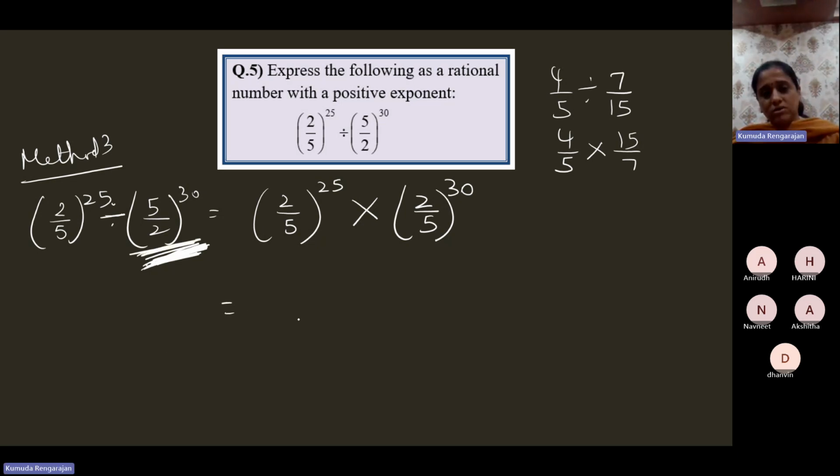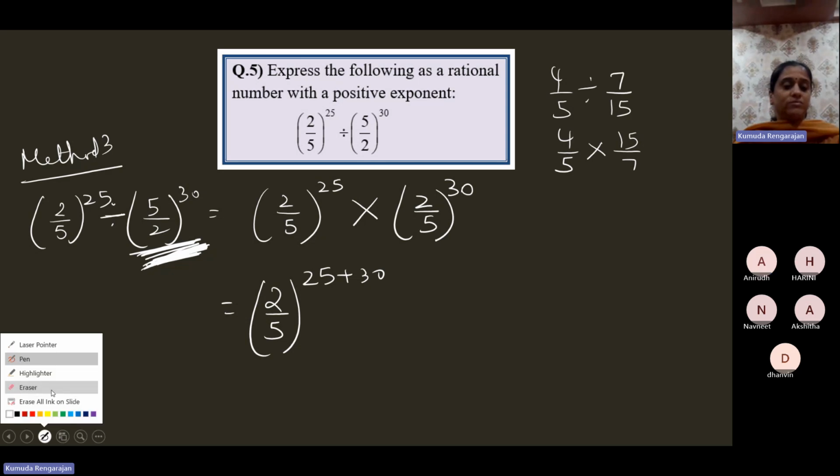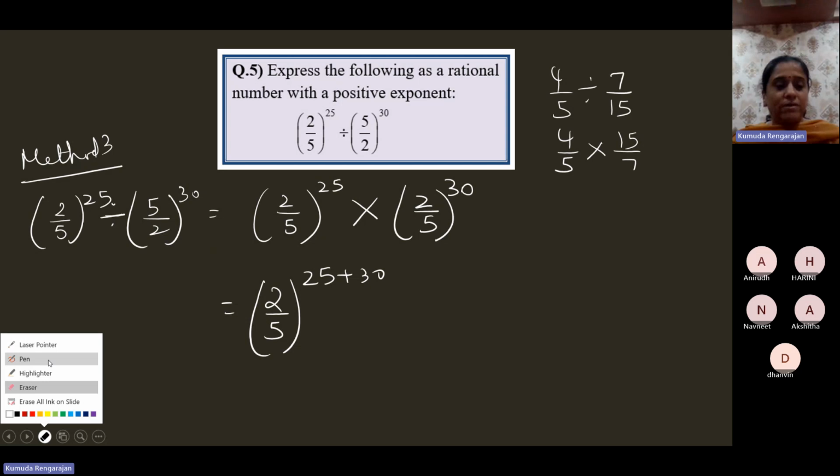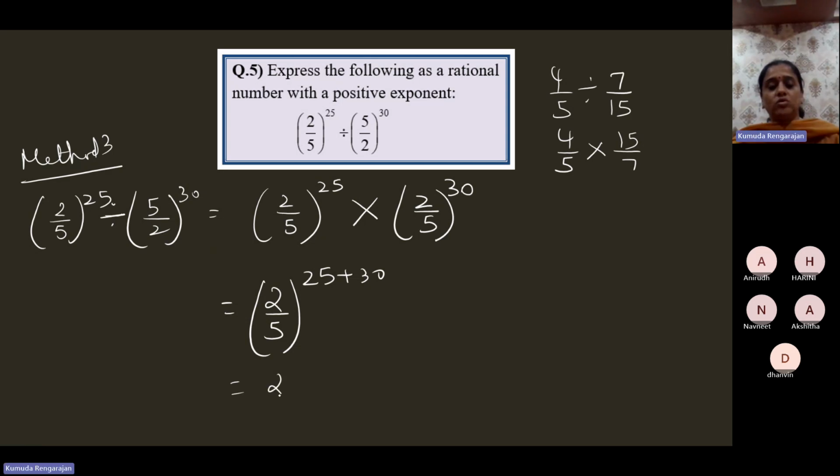So now bases are same and it's multiplication. 25 plus 30. So we need to add the powers. Now the bases are same and it's multiplication. So we need to add the powers. So 2 by 5, the whole power 55. So whichever method you use, final answer should be the same.